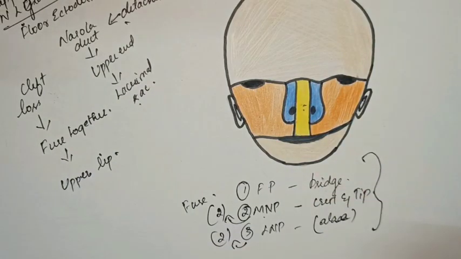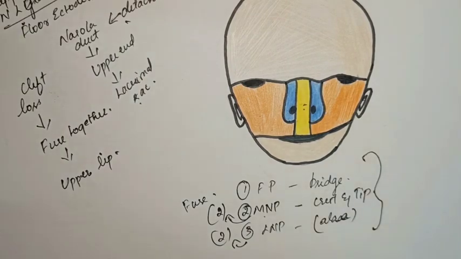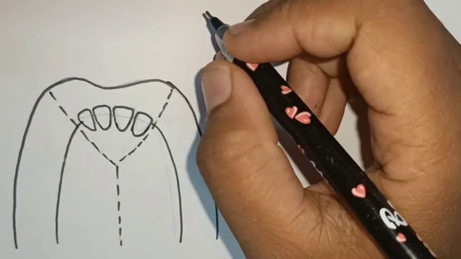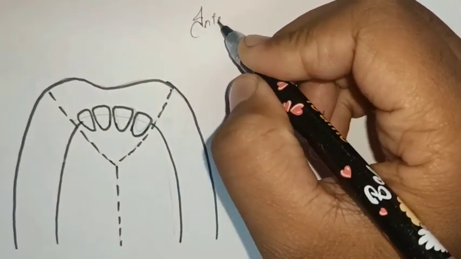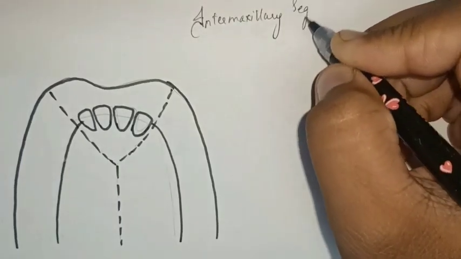In dealing with the formation of the face itself, we are going to see how the primary palate is also formed. That is also called the intermaxillary segment. So let us see the intermaxillary segment in detail in the upcoming images. See, this is your next image, the formation of the intermaxillary segment. It is also called the primary palate.